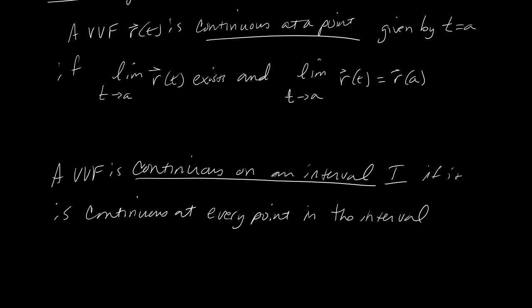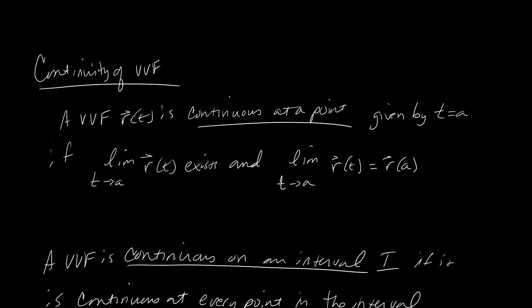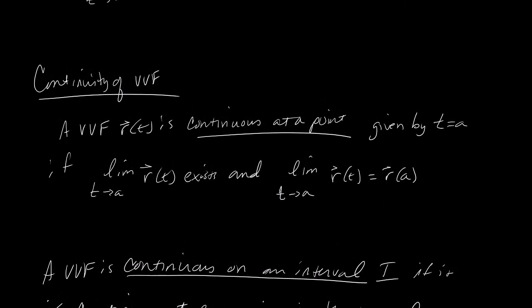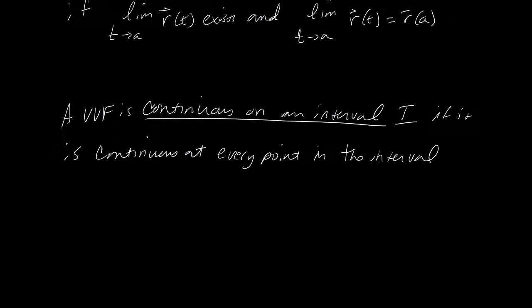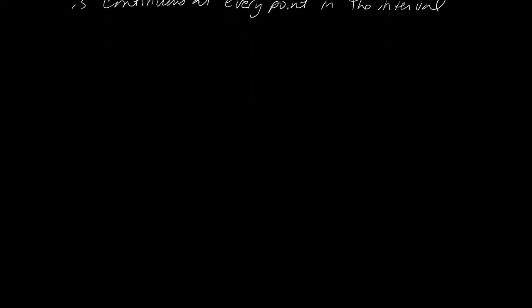Okay, I think I forgot to hit record there. So let me just jump back really quickly to make sure I didn't miss this. We were talking about continuity of a vector valued function. A vector valued function is continuous at a point t equal to a if the limit of that vector valued function as t approaches a exists, and that limit is r of a. So standard continuity at a point. A vector valued function is continuous on an interval if it is continuous at every point on that interval. Okay, so let's do a couple of examples so you can see that in action.